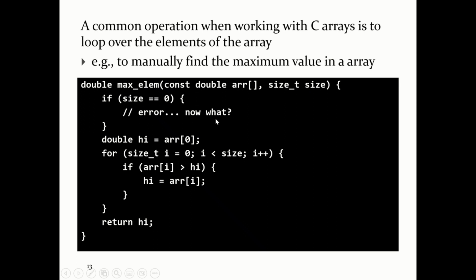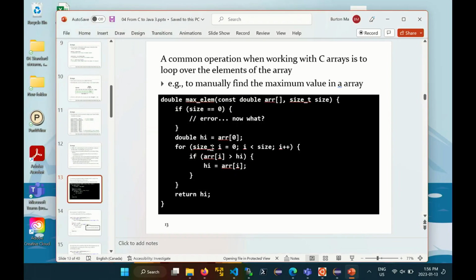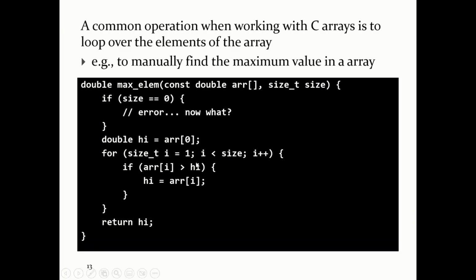Let's assume that the size is not 0, so it's bigger than 0. How do you find the maximum element in the array? You start by saying the largest element is the first element. Now I look at all the other elements. I'm just going to change this very quickly. I want to make that 1. I start by assuming the largest element's the first. Now I want to look at all the other elements, so the second element starts at 1.